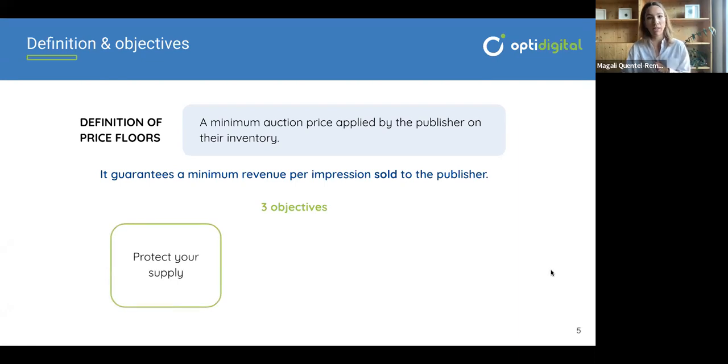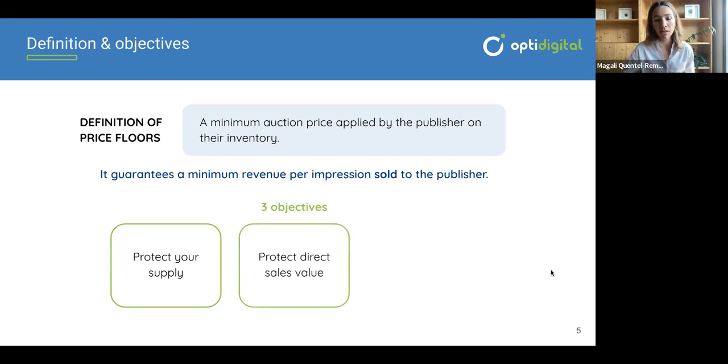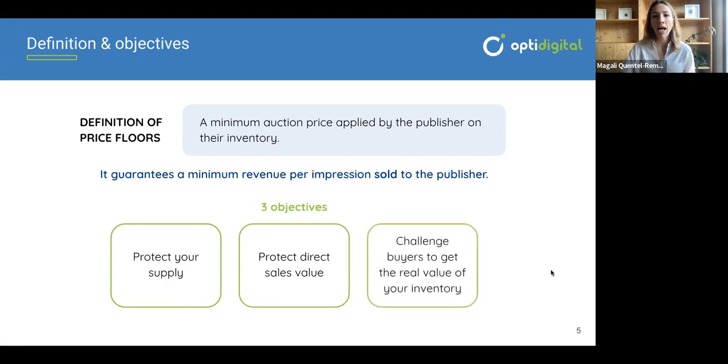It may have three objectives mainly. The first is to protect your supply, a defensive strategy, setting a floor mainly to prevent yourself from low quality advertisers. Another objective is to protect your direct sales. Imagine that you are an automotive media publisher and you have a full sales team dedicated to selling your inventory at the best price to automotive constructors and so on. You don't want these brands to be able to buy your inventory at a cheaper price in the open market, so you may set some price floors per advertiser. And another objective, more of a challenging strategy, is to challenge buyers to really get the real value for your inventory.